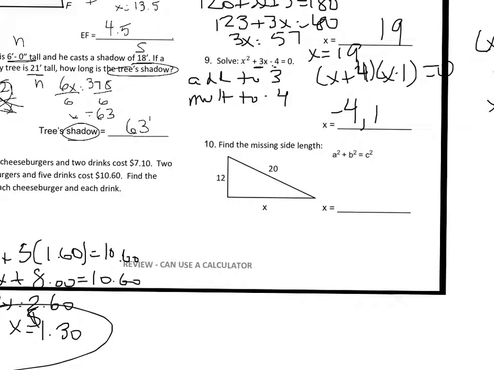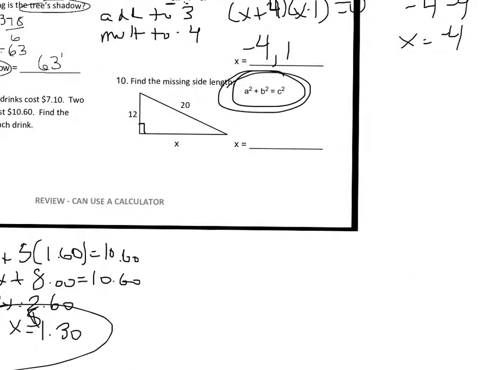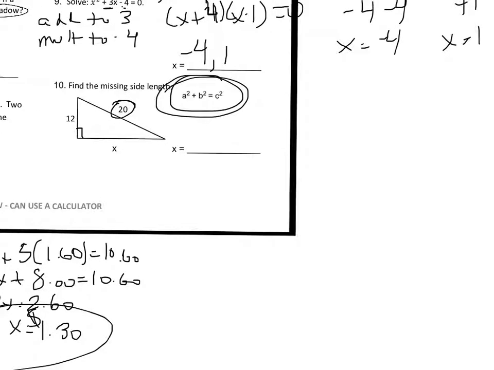Here we go, last question: find the missing side length. You need a right angle right here. a squared plus b squared equals c squared. Pythagorean theorem over and over and over again, a skill, a tool you guys really need to use. I know that 20 has got to be the hypotenuse because it's across from the right angle. So that's my c, and I know that 12 can be either one of the legs.